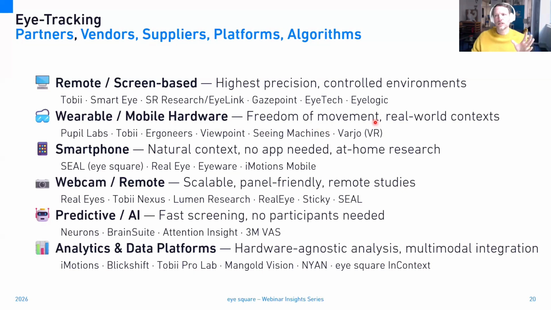So we use them in cars, on second screen research, when people are at home and looking at their phone and their TV. The smartphone helps a lot since we can invite people around the world to participate in studies in virtual context, and same with the webcam and the remote predictive eye tracking. The fast screening part where no participants actually need to be invited are super interesting as well. The analytics and data platforms like iMotions or Lickshift, Tobii Lab also help a lot to not only record the data, but also to analyze it.